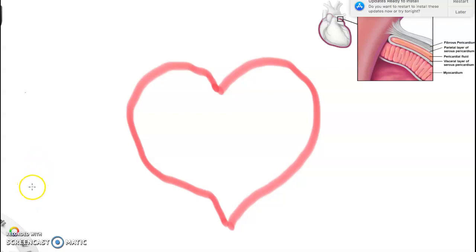So our heart is in the thoracic cavity, and it is located in the mediastinum. In the lower part of the mediastinum, we have the pericardial cavity. So it's in the mediastinum.